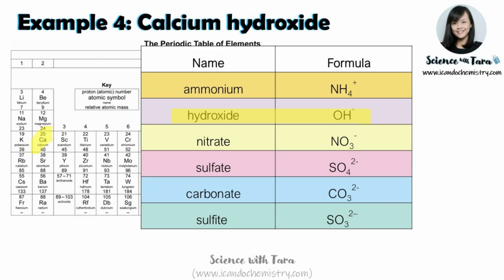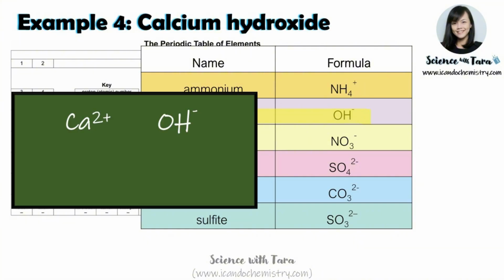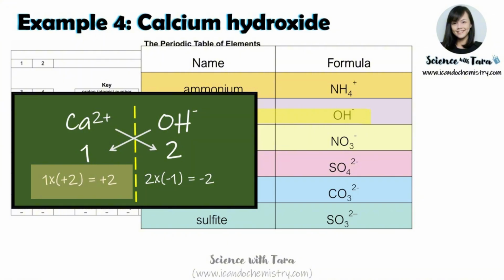Now let's try one with a polyatomic ion. We are going to try calcium hydroxide. Now calcium forms Ca2+, hydroxide ion is OH-. Calcium has a charge of positive 2, while hydroxide has only negative 1 charge. Now to make the total positive charge equal the total negative charge, we will use the cross method. Bring the charges down. The ratio is 1:2. This means that we need 1 calcium ion and 2 hydroxide ions to make overall charge of 0.